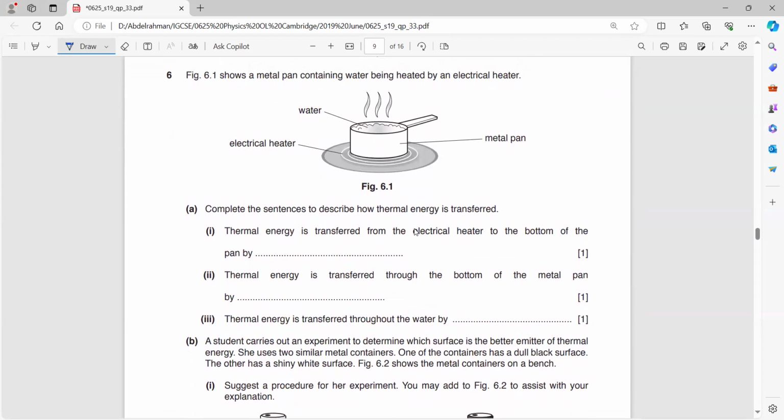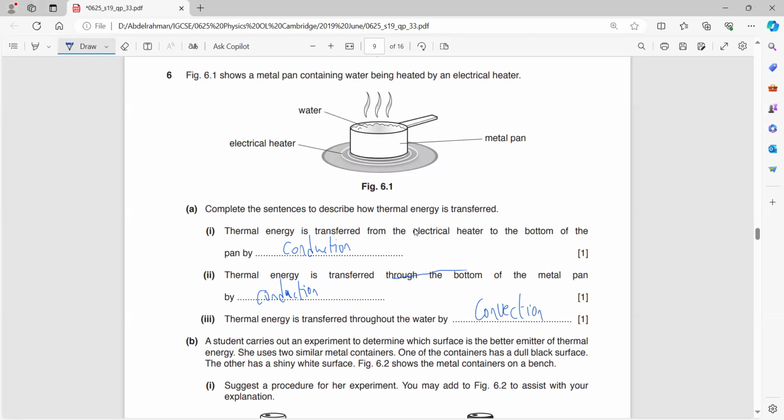Next question. Now complete the sentences to describe how thermal energy is transferred. Thermal energy is transferred from the electrical heater to the bottom of the pan by induction. Conduction. Yes, because they are touching. Thermal energy is transferred through the bottom of the metal pan by conduction too. Correct. Because he said through the bottom of the metal. What about thermal energy is transferred throughout the water by what? Convection. Yes, definitely by convection.